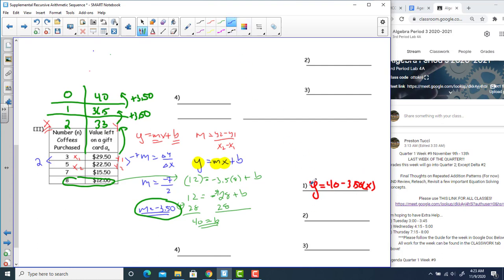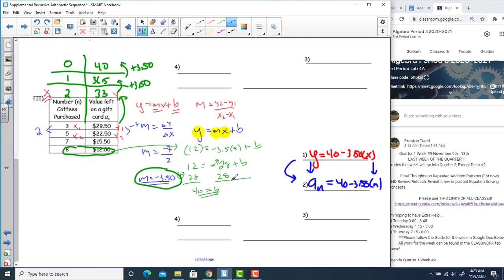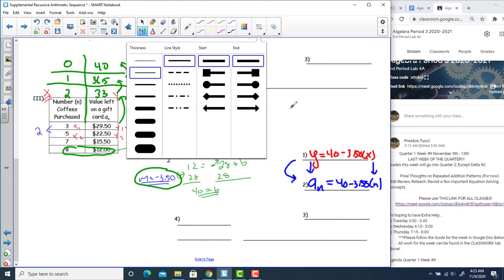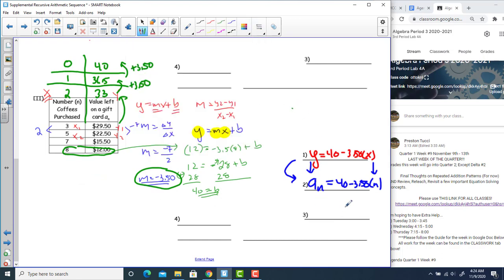To translate that into explicit sequence form, or formula, we would say that the amount at time n is the result of starting at 40 and subtracting $3.50 n number of times. We're just replacing y with the amount at time n, and we're replacing x with the number of repeated additions. To write this formula after 1 repeated addition gets a little funky because this actually works really well for time 0, where we haven't made any purchases.